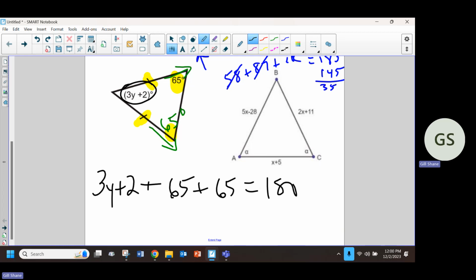Like for this problem, they didn't set 3y plus 2 equal to 65. They said 3y plus 2. So again, this is incorrect. Do not think this is correct. They said, oh, well, I have 3y plus 2 in an angle. I have 65. And I know those have to add up to 180. Those do not add up to 180. Three angles add up to 180. That's only two angles. That is completely incorrect.